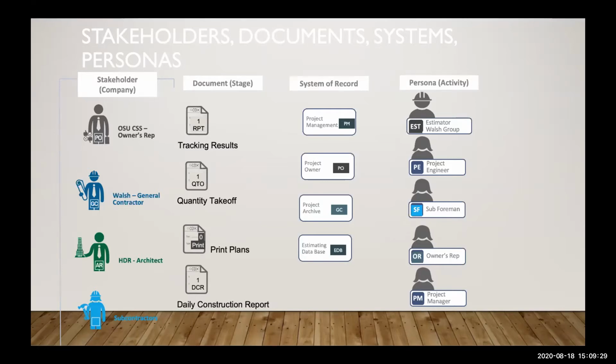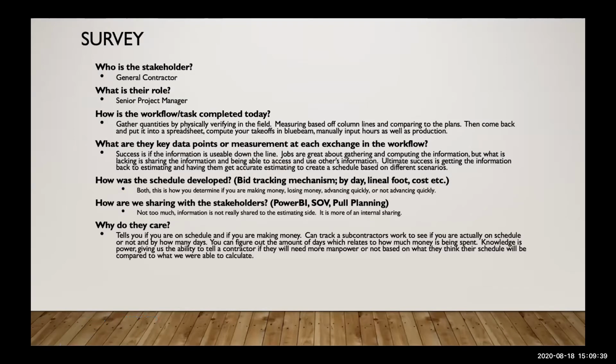Once the production tracking is completed, it's sent to project management, which would be connected with Walsh as project owner. The project archive would be SharePoint, so it's kind of an internal database or an archive through Walsh. And then also into the estimating database within Walsh.